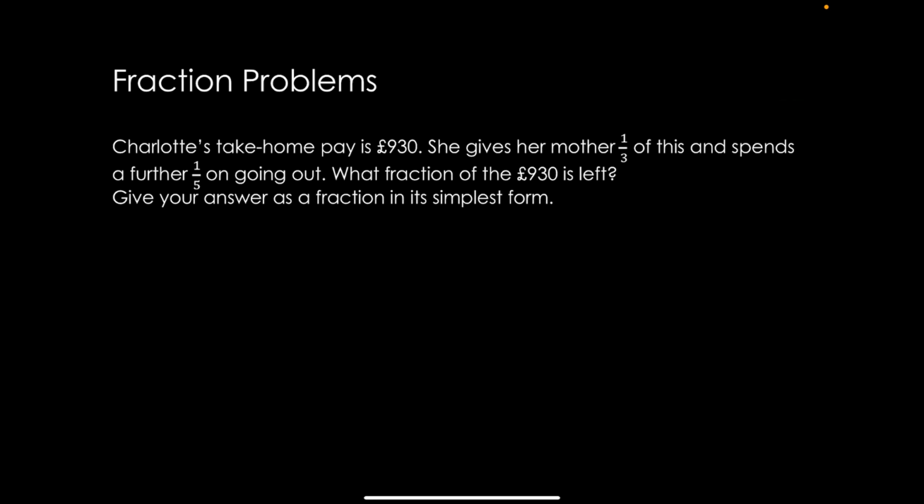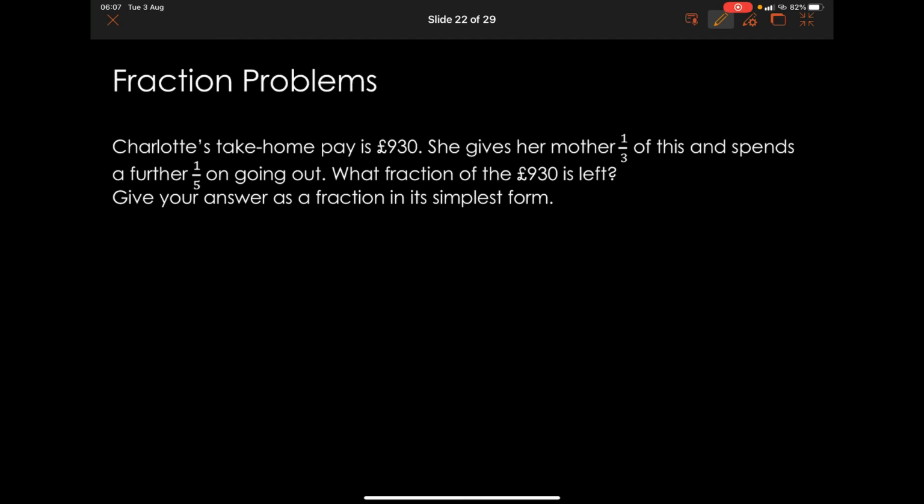Okay, so when it comes to something like this, it looks like really complicated and long-winded. But really, what we need to do is think about how much of the fractions has she used up. Okay, so she's used a third. Let me just grab a pen. She's used a third on her mum, and then she used another fifth on going out. So why don't we add those two fractions together using our cross-multiply method in order to give us the total fraction that she has used to go out, okay?